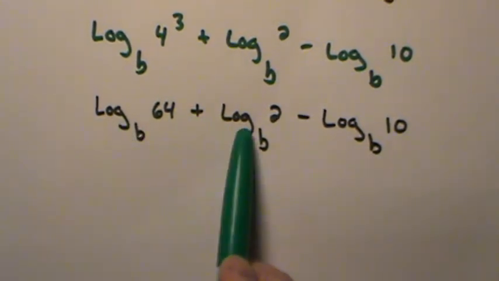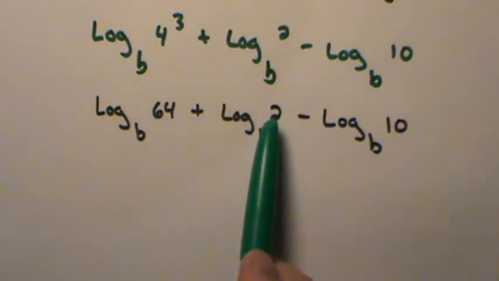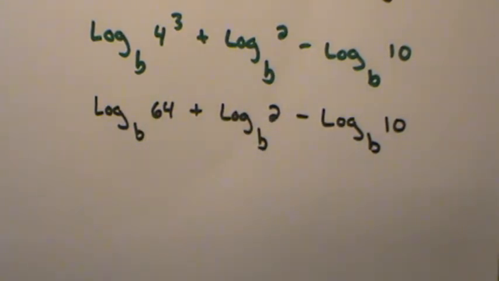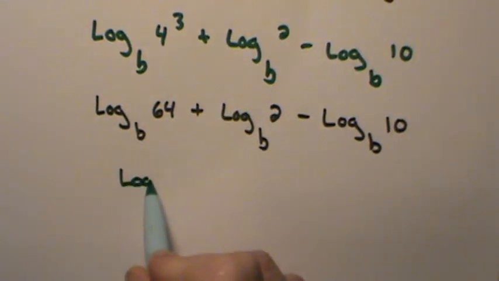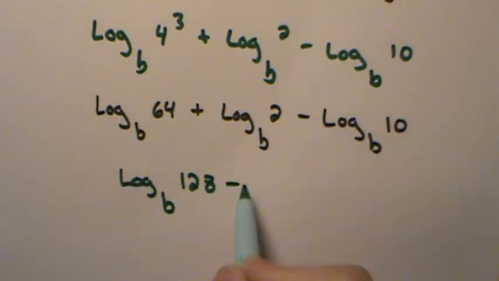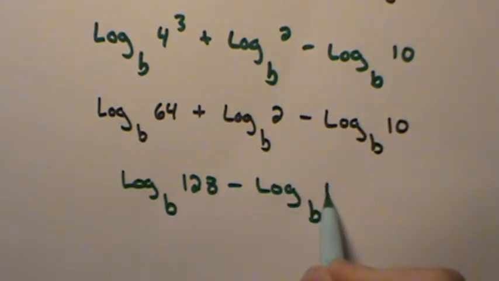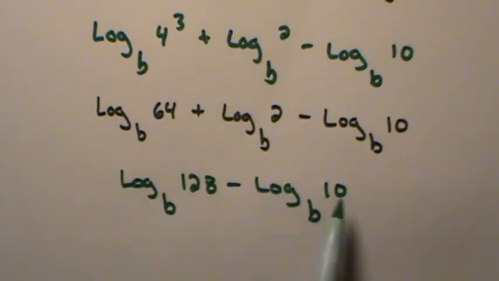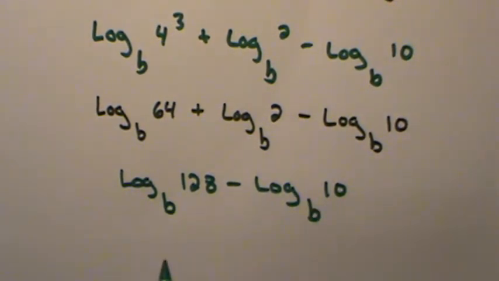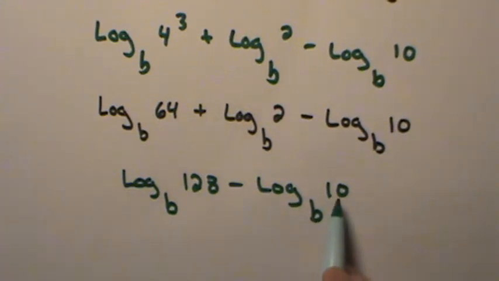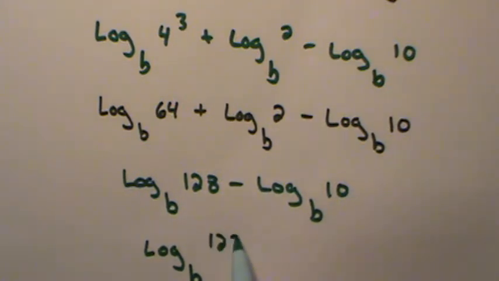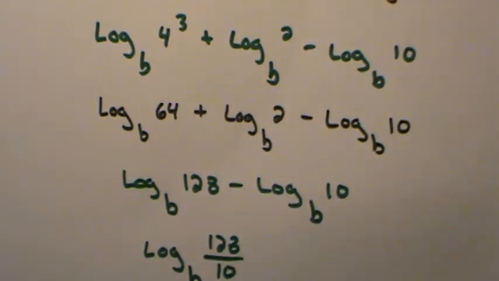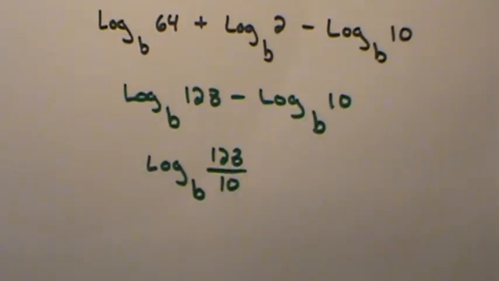The addition of logs means you multiply the arguments. So 2 times 64 will be 128. I can call this log base b of 128 minus log base b of 10. The subtraction of logs means that we can divide the arguments. So this becomes log base b of 128 divided by 10, or 12.8, that'd be fine too. And so that's another example of how you can break the logs down using your properties and identities.